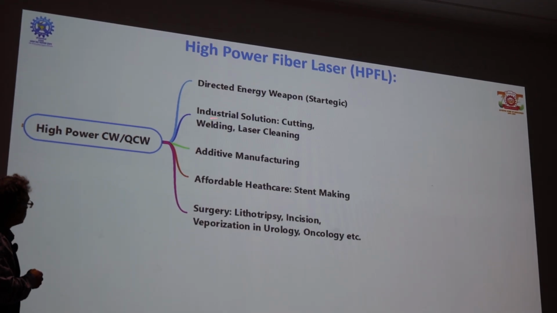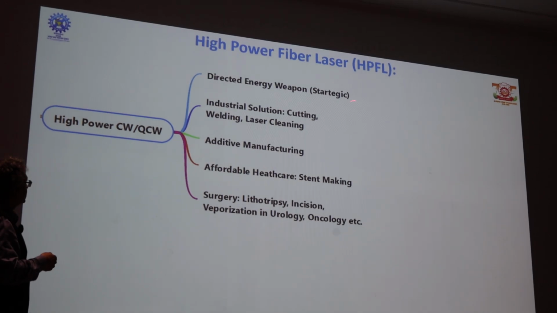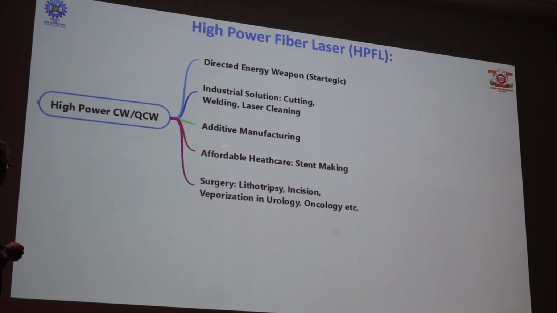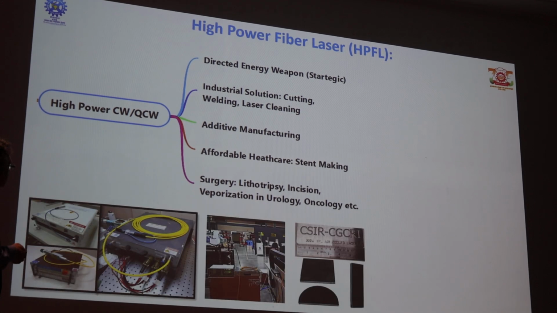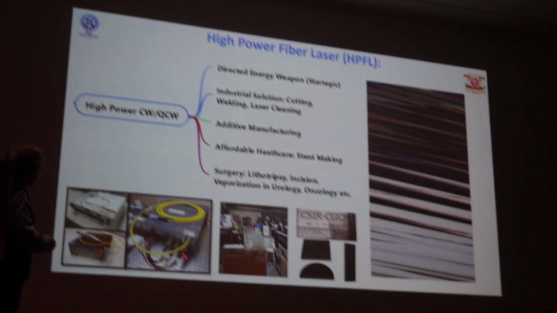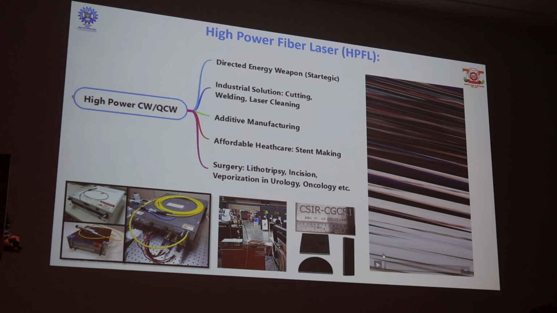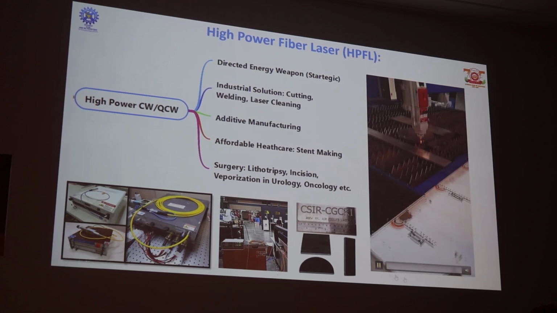So in CGCRI, we are collaborating in strategic sectors with DRDO for directed energy weapon, means laser development for directed energy weapons, and also for industrial solution. And these are certain of the prototypes that have been built. As I told you, not only the components, certain prototypes are very important.